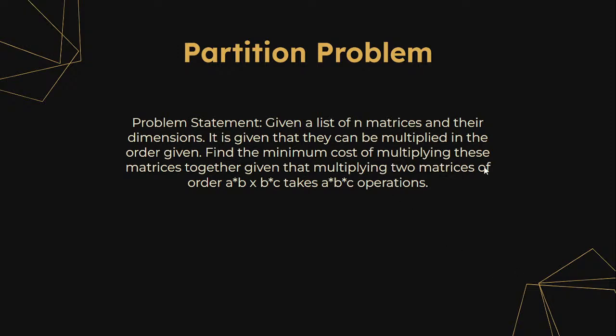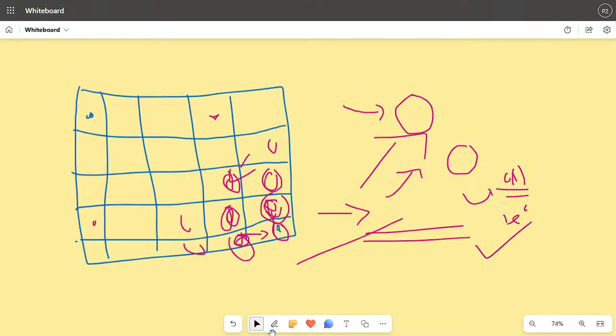Find the minimum cost of multiplying these matrices together, given that multiplying two matrices of order A×B and B×C takes A×B×C operations. So it's a fun problem. What are the constraints? N is 500 and the order of matrices is 1000. Okay, so let's look at this problem.